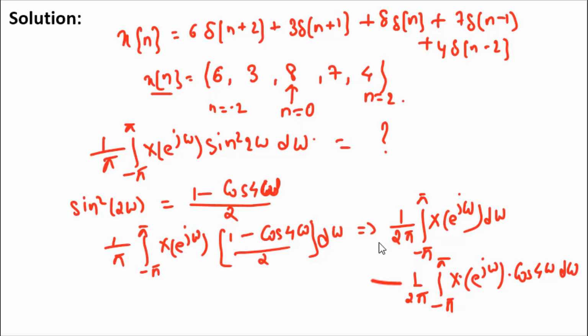Now you divide this integral in two parts. One is 1 by 2 pi integral from minus pi to pi of x of e j omega d omega, and the second one is 1 over 2 pi integration from minus pi to pi of x of e j omega cos 4 omega d omega. So let's assume this one as I1 and this one as I2. So now your I1 is 1 over 2 pi integral from minus pi to pi of x of e to the power j omega d omega.